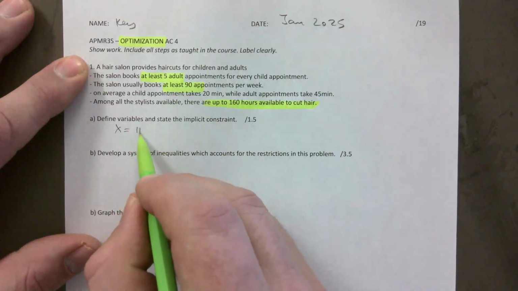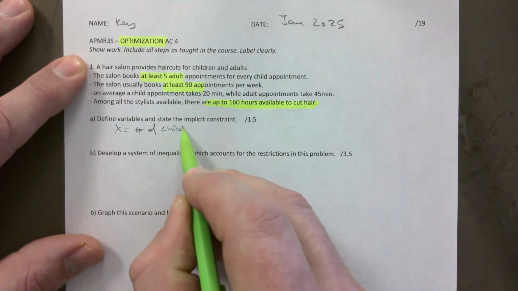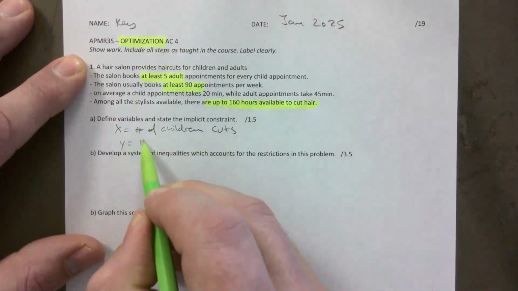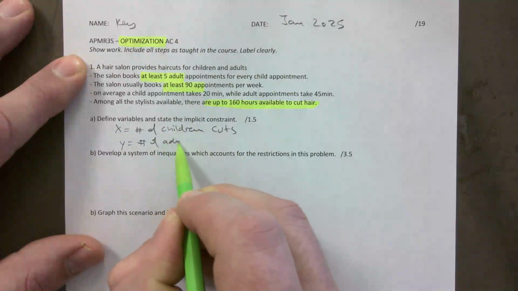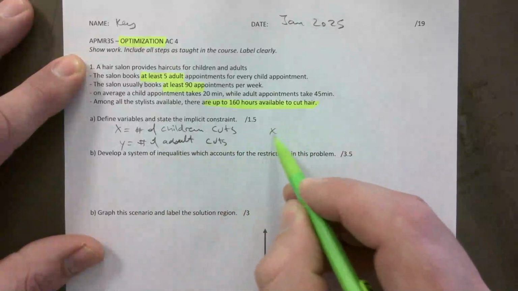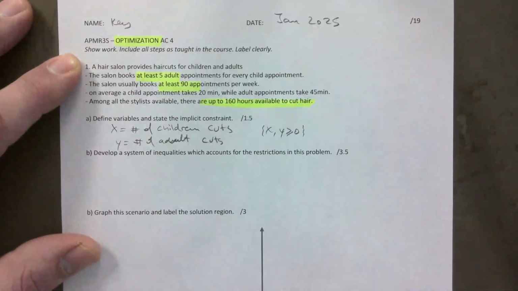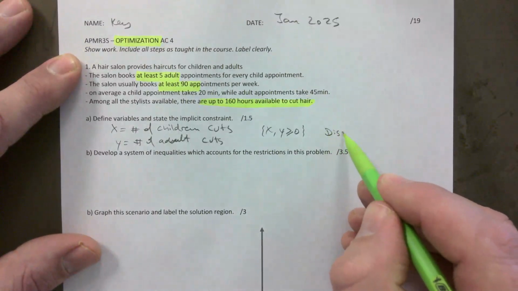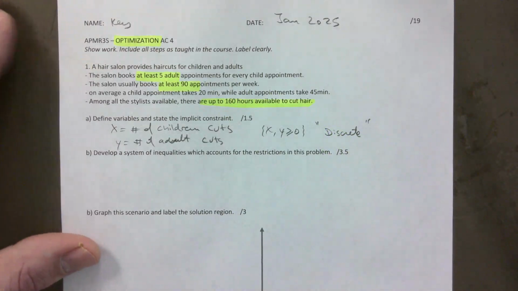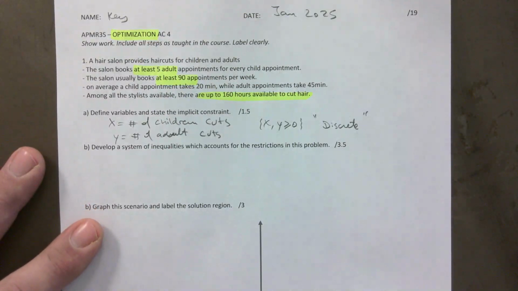The first X would be number of children cuts, right? And Y is number of adult cuts. Don't forget about this. Okay, and we make a note that this is discrete because that will come in once we come up with the POIs. Okay, develop a system which accounts for the restriction of this problem.